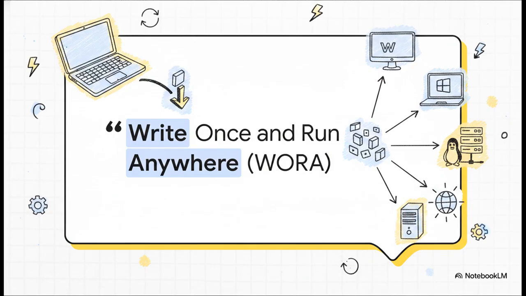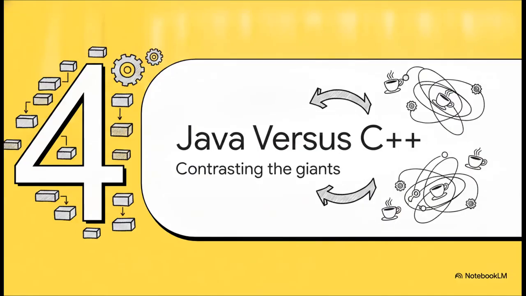All of this leads to one crucial point, famously summed up in the industry as write once, run anywhere, or WORA. Because of its platform independence, a developer can write their code on a standard Windows machine, and that exact same compiled bytecode can be handed off and executed flawlessly on a Mac, Linux, or Sun Solaris system. You don't have to change a single line of code. It just works. Which brings us to Section 4, Java versus C++, contrasting the giants.